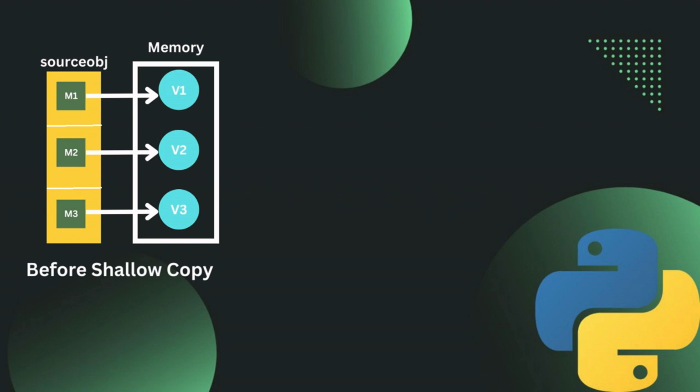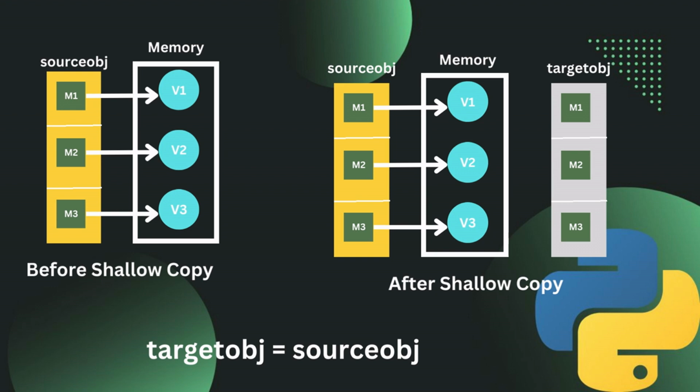Whenever we want to copy any object in Python, usually we use either the assignment operator or the copy method provided by Python. So let's say whenever we say target object equals source object, you may think that it will create a completely different target object which will have its own copies of V1, V2 and V3.